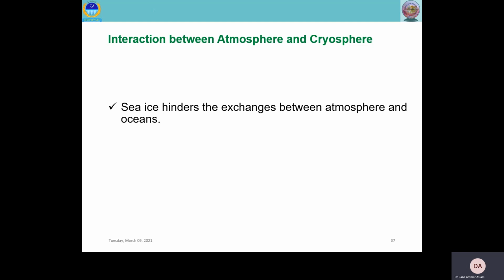So let's see another example. For that we need to go one step back. That is the formation of ice, sea ice, or the formation of ice on freshwater bodies, or the formation of snow, right? So this is also another interaction between atmosphere and cryosphere.